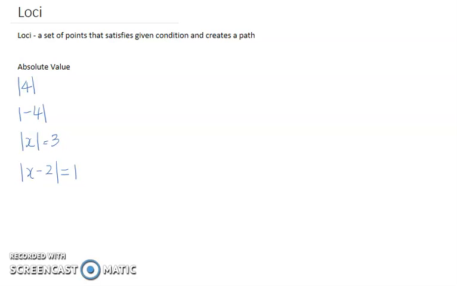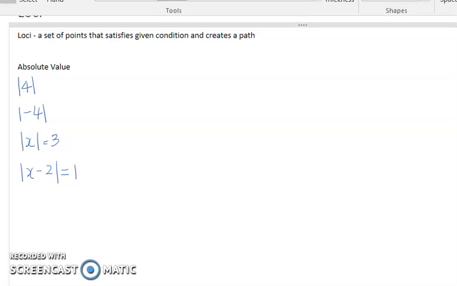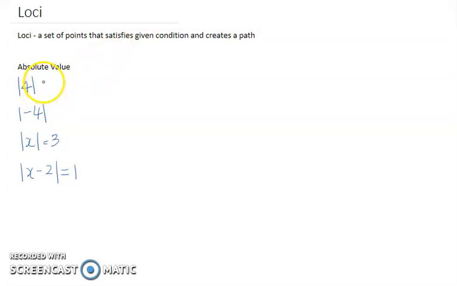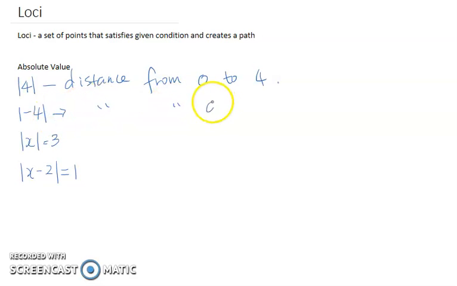So the first one is called absolute value, and really we're talking about the meaning of the absolute value. If you look at here, we have the absolute value of 4. What that means is the distance from 0 to 4. We actually covered this before. And the absolute value of -4 is the distance from 0 to -4.